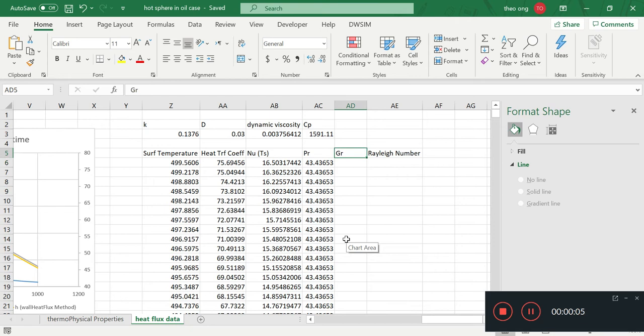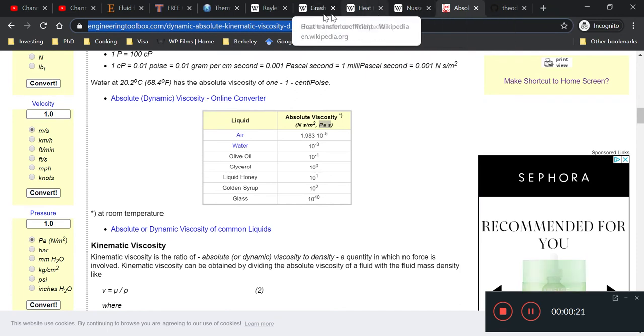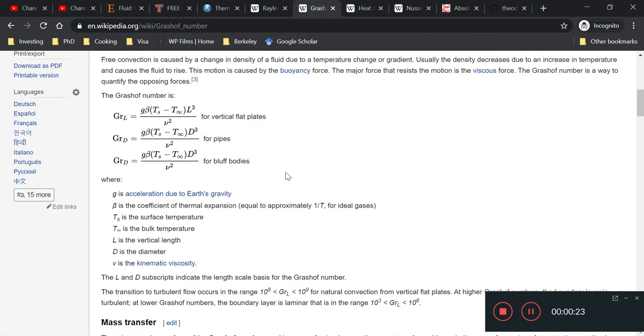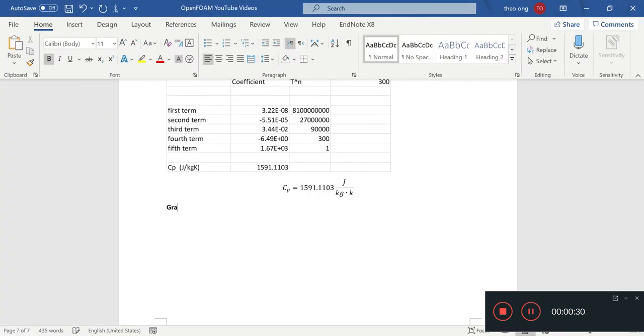Today we want to look into calculating the Grashof and Rayleigh number. So we first take a look. Of course, in the last video we were calculating the Prandtl and Nusselt number. For comparison, now we want to take a look at the Grashof number. So this is the Grashof number. The formula is here. Then I can just do this Grashof number.